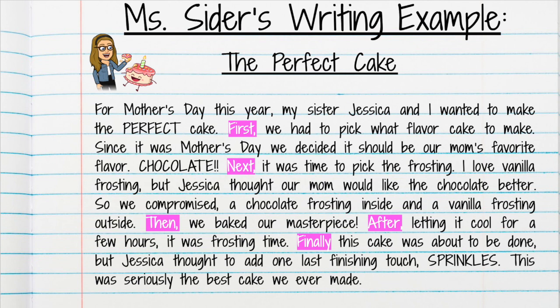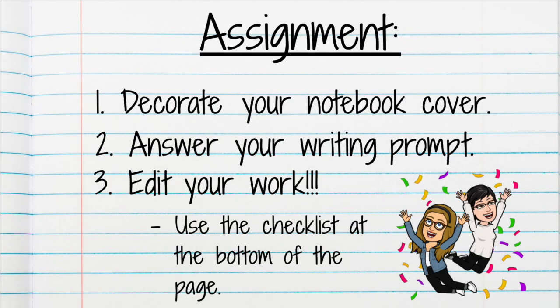Just like Miss Morales' example, my story made sure to include an interesting topic sentence and my transition words. My transition words let the reader know what order the events took place. First, next, then, after, finally. I even included a concluding sentence, or my last sentence, to let the reader know my story was over. So let's talk about your assignment this morning.